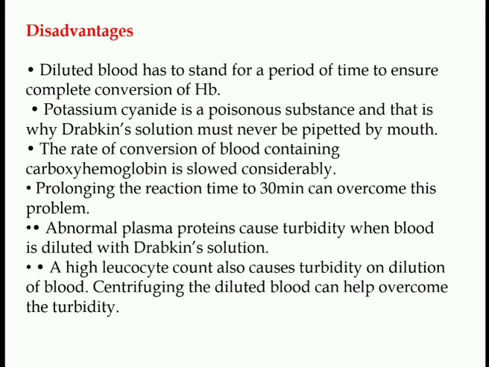Disadvantage: diluted blood has to stand for a period of time to ensure complete conversion of hemoglobin. Prolonging the reaction time to 30 minutes can overcome this problem. The rate of conversion of blood containing carboxyhemoglobin is slowed considerably. Potassium cyanide is a poisonous substance, and that is why solutions must never be pipetted by mouth. Abnormal plasma proteins cause turbidity when the blood is diluted with the Drabkin's solution.